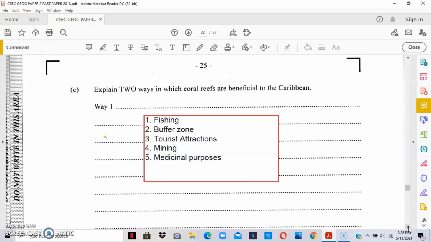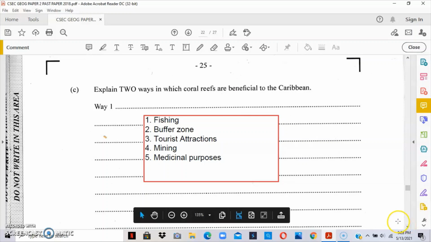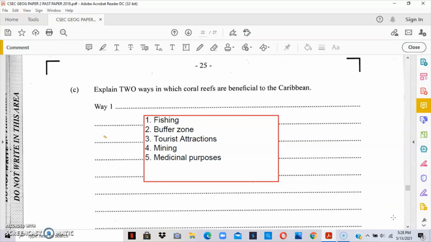Question C asks us to explain two ways in which coral reefs are beneficial to the Caribbean. Corals are beneficial to us because they provide fishing opportunities. The coral reefs are home to many of the fishes in the Caribbean, so they act as breeding grounds or safe havens for fishes. So a lot of fishes can be found within our coral reefs.